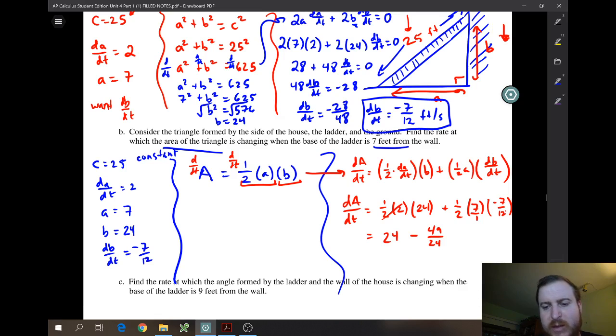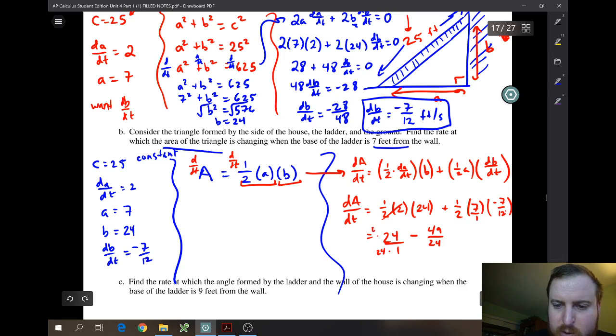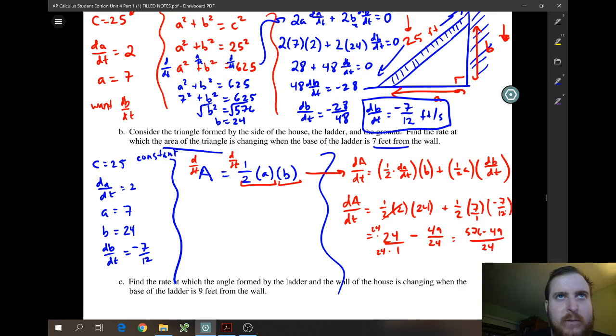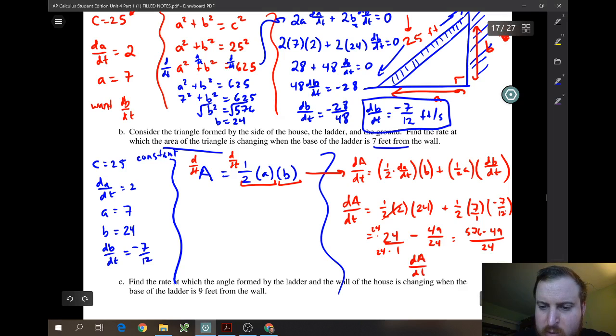And so this is fine to leave as an answer. You don't have to multiply it out. This is totally fine to leave as an answer. But if you did lollipop it, you're going to do times 24 times 24, and you're going to get 576 minus 49 over 24. And then from there, you can just go ahead and simplify. So we'll end up with dA/dt, which is the rate that the area is changing. When we subtract this, we get 527 over 24. Those cannot simplify.